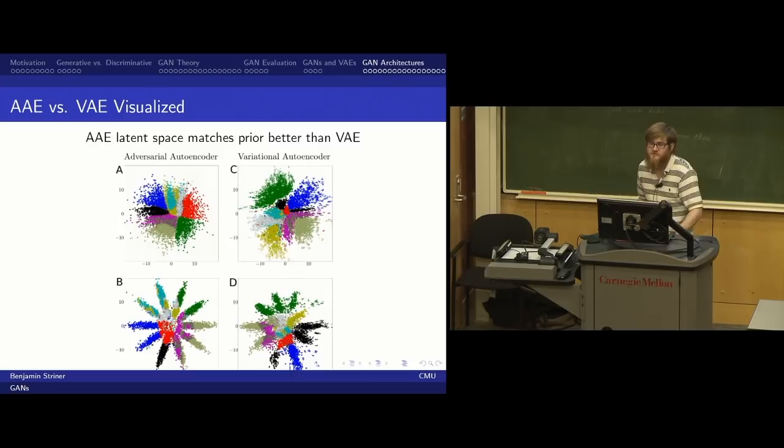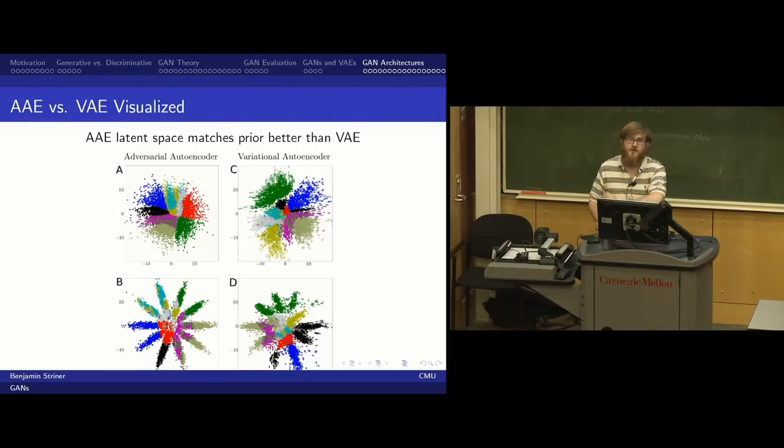In terms of comparing an AAE to a VAE, we see that with the adversarial autoencoder, you tell it to make a Gaussian, it makes a Gaussian. The VAE, that's the kind of shape that it makes. It goes towards being a Gaussian, but the encodings are not actually matching a Gaussian.